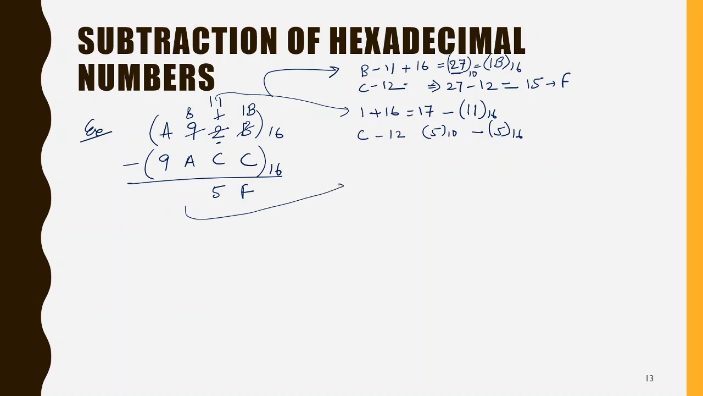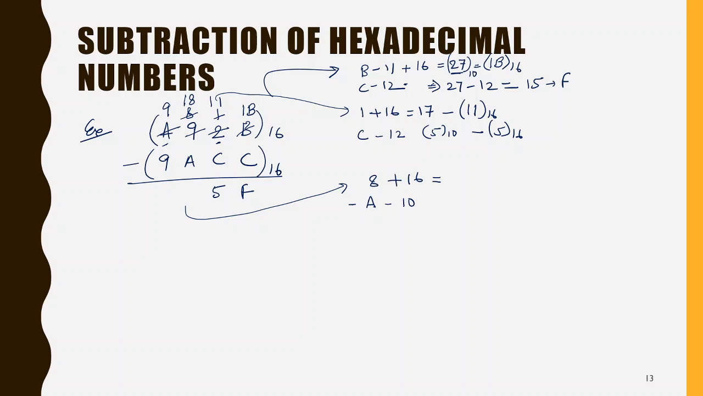I am doing this, 8 minus A. A is 10, and 8 is simply 8. So it needs to borrow from its left side. So this is A. A gets reduced to 9, right? A is 10 and it gets reduced by 1. That becomes 9. And here 16 is added, so it becomes 18. I will add 16 here.